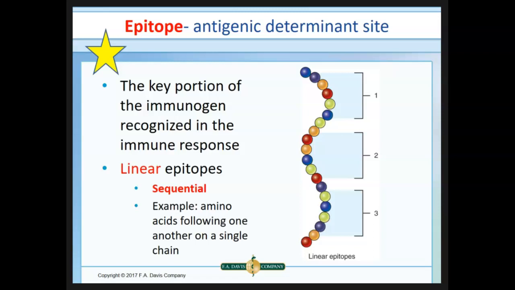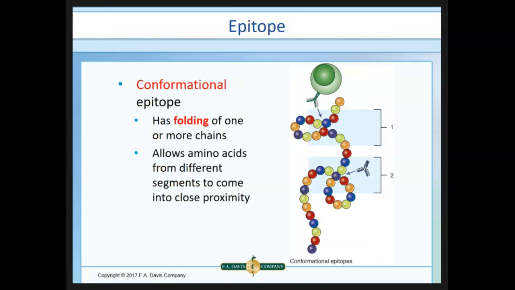So then we have the conformational epitope. The conformational epitope has a folding in one or more of its chains, so that amino acids from different segments are in close proximity to each other. And that's indicated right here. If it wasn't folded, these two amino acids would not be close to each other, so the immunogen could not recognize it. So those are the definitions of epitope. Make sure that you learn those, because you will see them again and hear that epitope a lot.